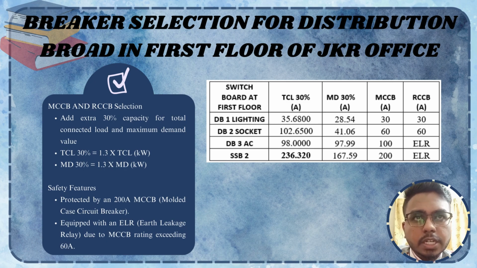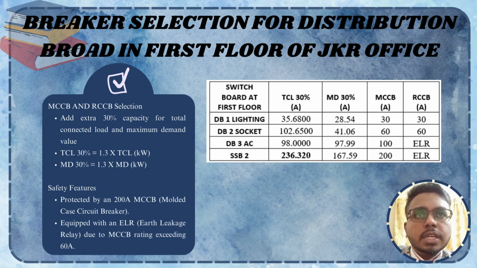Then proceed with calculating MPa values. Once calculated, we decide the MCCB and RCCB value based on the given datasheet. This table refers to the values of TCL and MD after adding 30%. We decide the MCCB and RCCB value based on maximum demand 30%, but we need TCL 30% for calculating maximum demand 30%. For DB lighting and DB socket, we choose MCCB 30-60 and RCCB value 30 and 60 ampere.